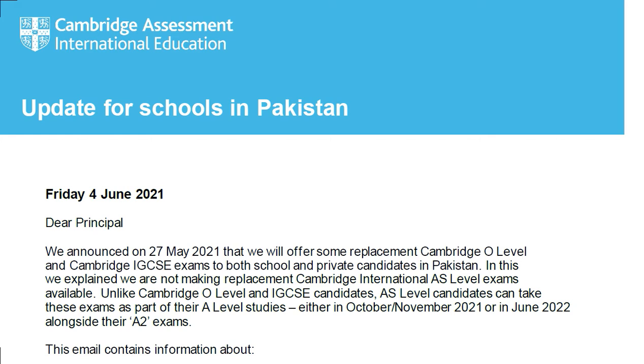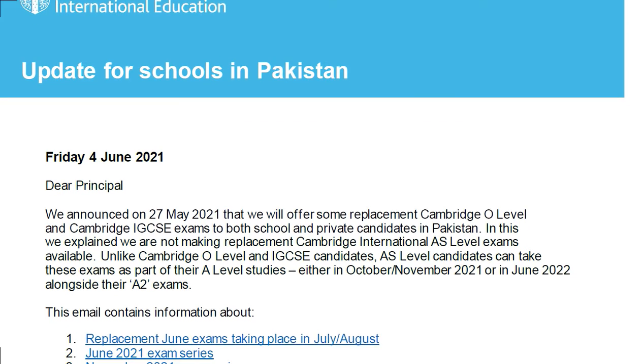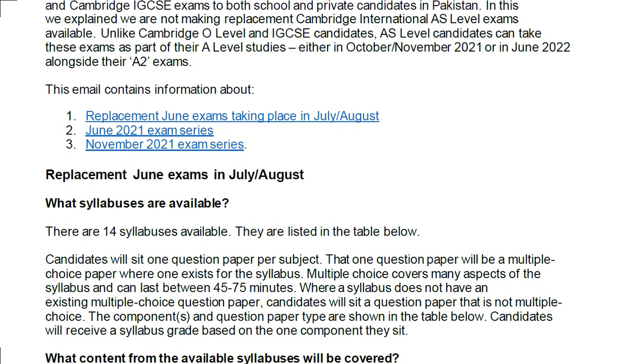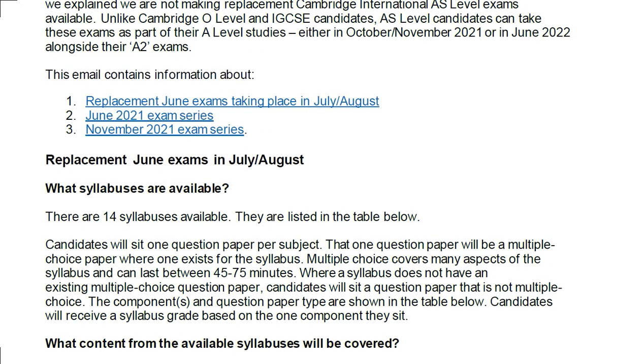As we all know, the CIE exam in Pakistan, especially for O levels and AS levels, has been cancelled or postponed. But at the special request of the Pakistan government, CIE has offered a replacement exam for the May-June exam with a few announcements. They shared this document with the principals on Friday 4th June, and they are offering special replacement June exams in July and August, which will start from 26th of July.